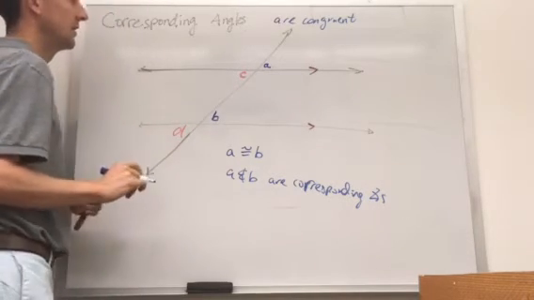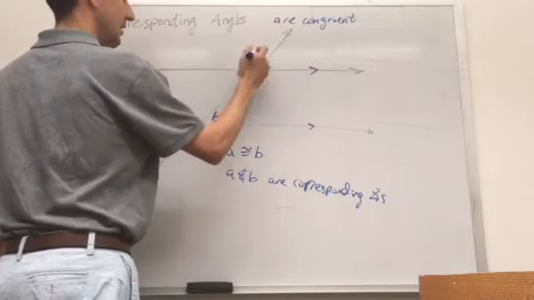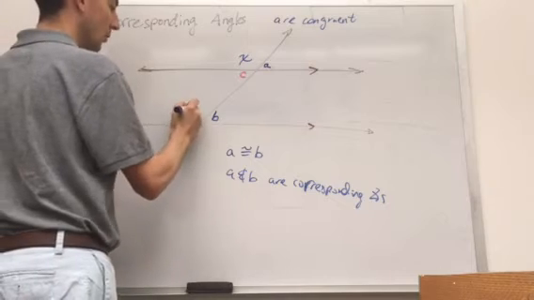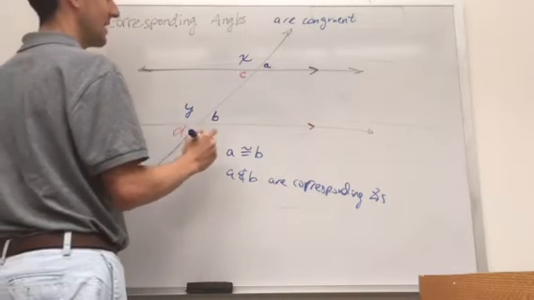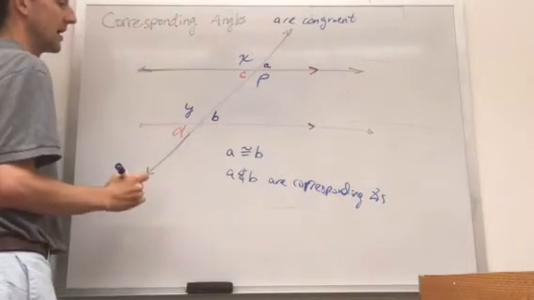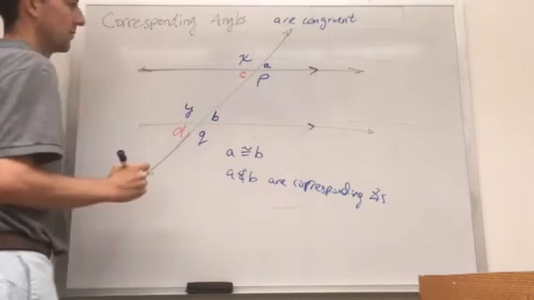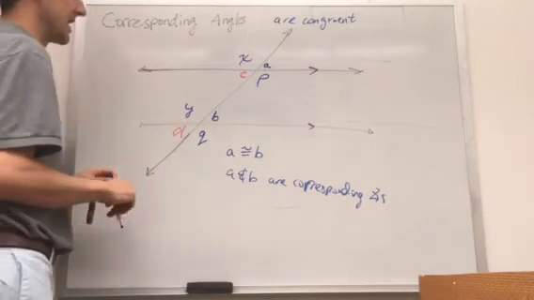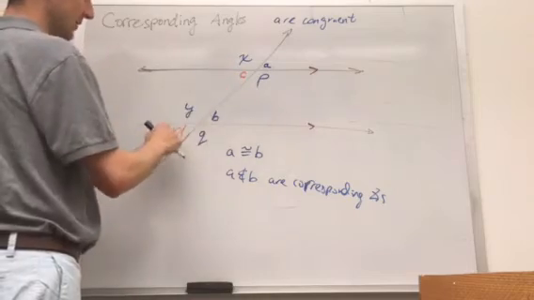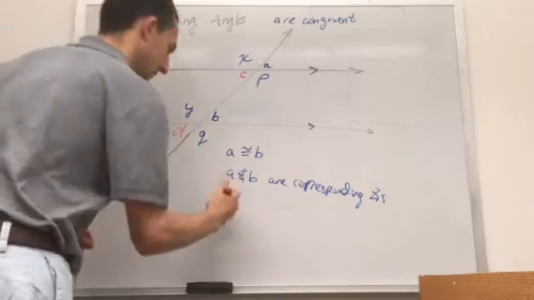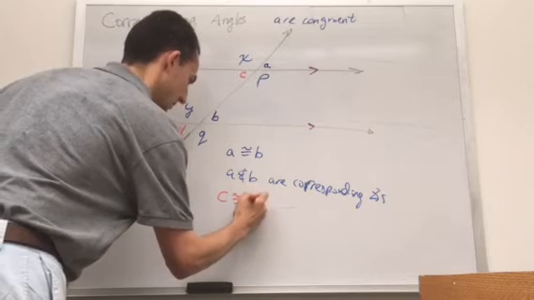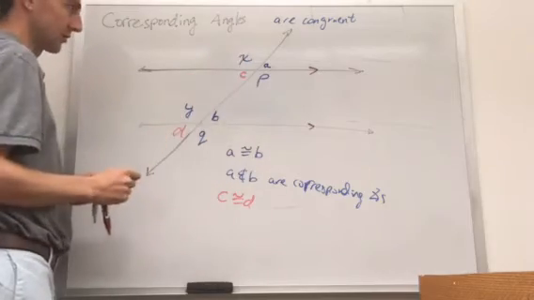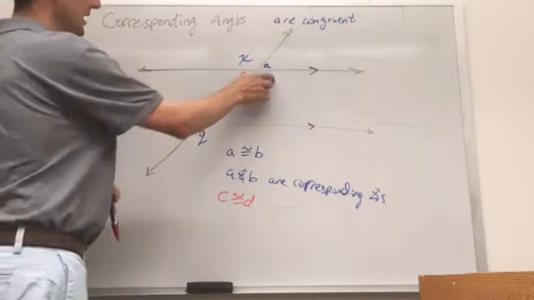In the same way, we would say that angle X corresponds with angle Y, and angle P corresponds with angle Q. And corresponding angles are congruent. So we could say that C is congruent to D, and we would say the same thing about X and Y. Those are congruent. We would say the same thing about P and Q.